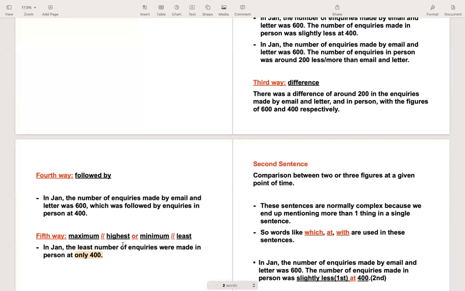Is it clear? This is also a comparison with other things. How is it a comparison? Minimum or least means what? It is less than all the other values. So again, it is a comparison word, a comparison sentence. Is it clear? Anyone have a doubt?